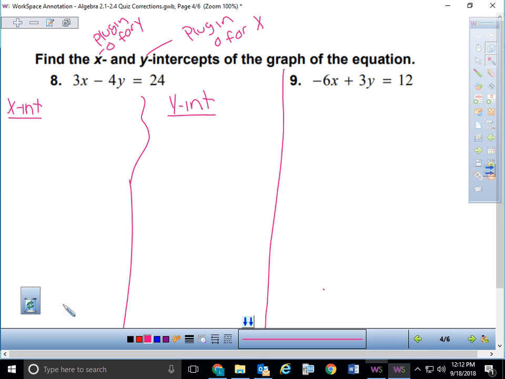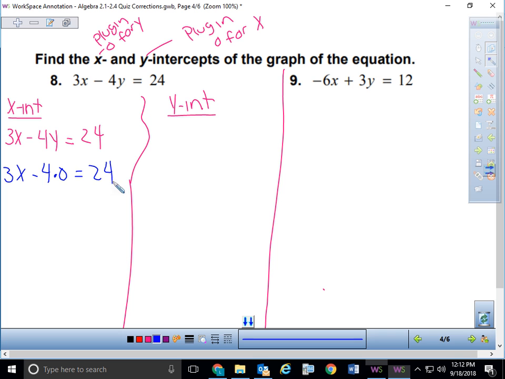Okay, let's find the x-intercept first. So I'm going to be plugging in 0 for y. Starting with the equation, 3x minus 4y equals 24, I'm going to substitute my y with 0. So I'm going to have 3x minus 4 times 0 equals 24. Anything times 0 is always 0, so I have 3x minus 0 equals 24. 3x minus 0 is 3x equals 24.